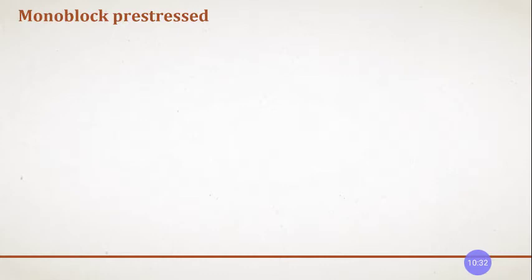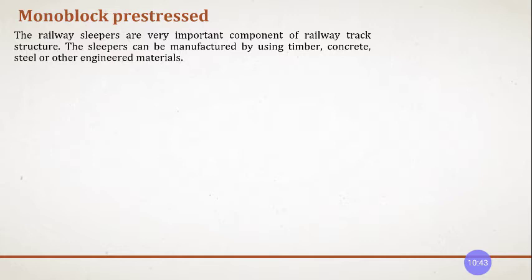Now, one of the most commonly used types is the concrete pre-stressed monoblock sleeper. What we saw in the previous images, the first one, the concrete one, right? Those concrete sleepers are monoblock because it is a single block held together. Monoblock pre-stressed concrete. It is not RCC concrete, it is pre-stressed concrete.